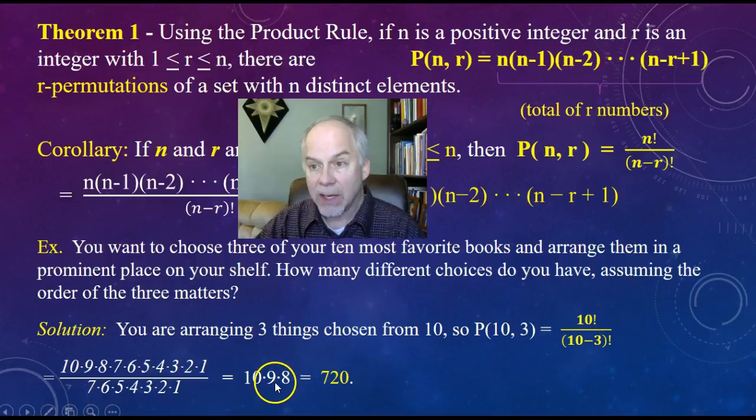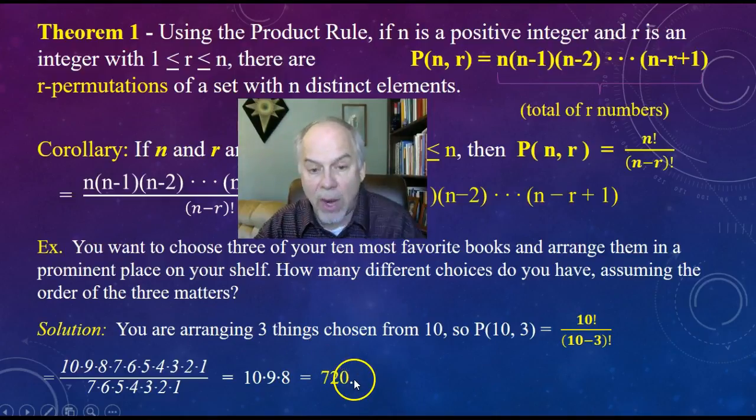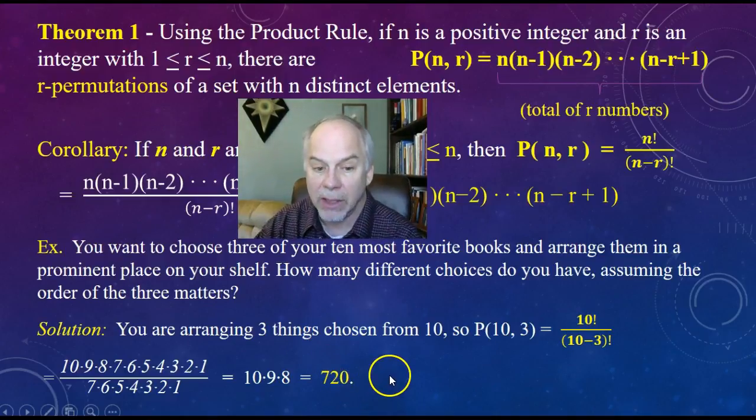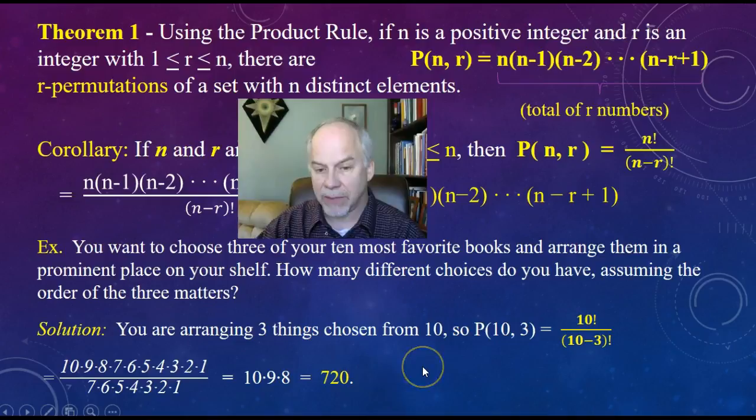All right? Now we would have gotten this same thing of 10 times 9 times 8 if we had used the first formula, because 10 minus 3 plus 1 would be 7 plus 1, or 8. So it's 10 times 9 times 8, and we'd stop at 8. And so either way, you get 720 ways of choosing 3 books and then arranging those 3 books on a shelf out of 10 books.